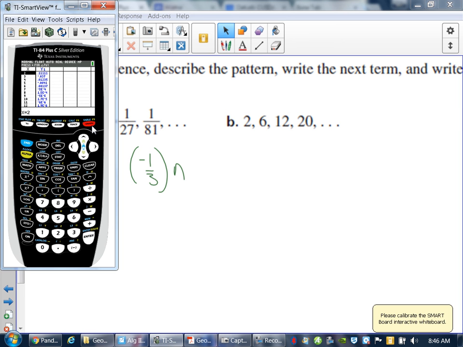Did your calculator, if you use a fraction bar, spit out fractions? I wonder if that would help. Let's do this.